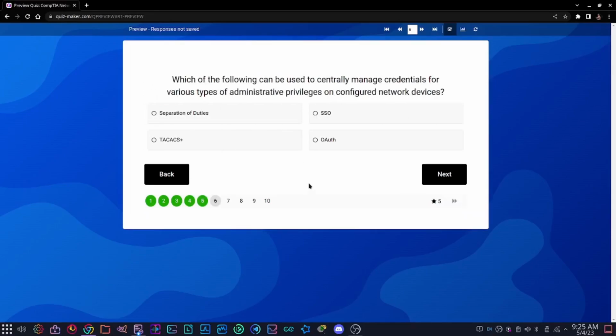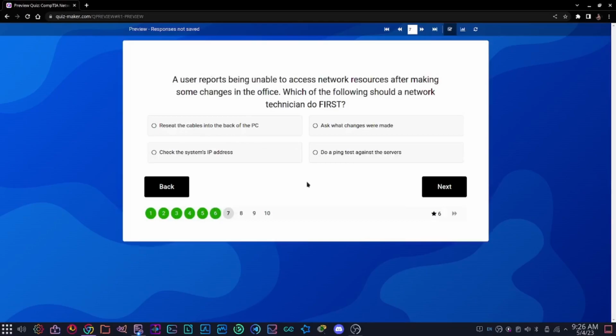Alright, on to question 6. Which of the following can be used to centrally manage credentials for various types of administrative privileges on configured network devices? So we have separation of duties, single sign-on, TACACS Plus, or OAuth. Now the answer for this one is going to be TACACS Plus, which is Cisco proprietary. So remember, RADIUS is not, and TACACS Plus is Cisco proprietary.